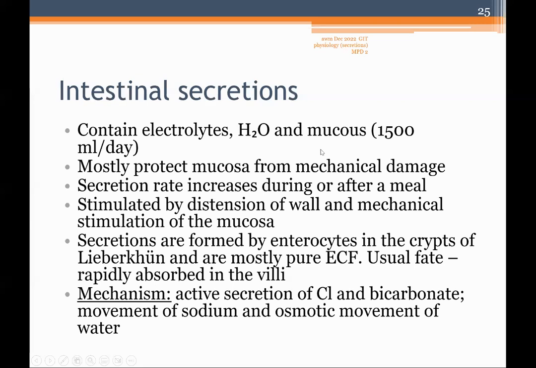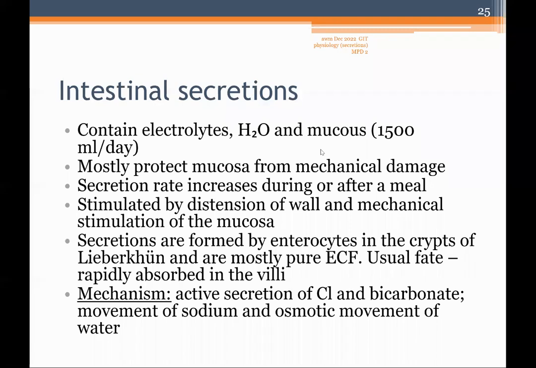Intestinal secretions contain mostly electrolytes, water, and mucus. So remember, water and mucus are going to be produced along the entire gut. The mucus acts as a protective layer, the water keeps the membrane moist. The intestinal secretions mostly protect the mucosa from mechanical damage, especially when the luminal contents are passing. But the secretion rate increases during and after a meal, when the meal is now being digested.